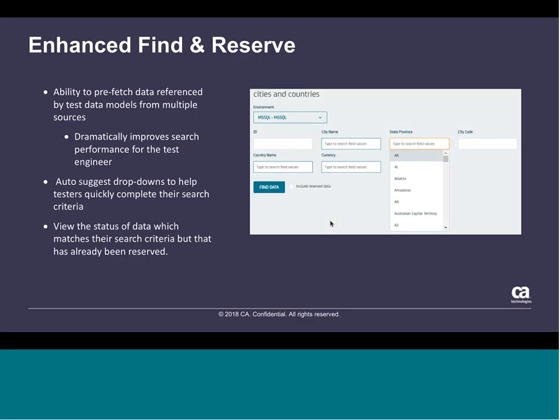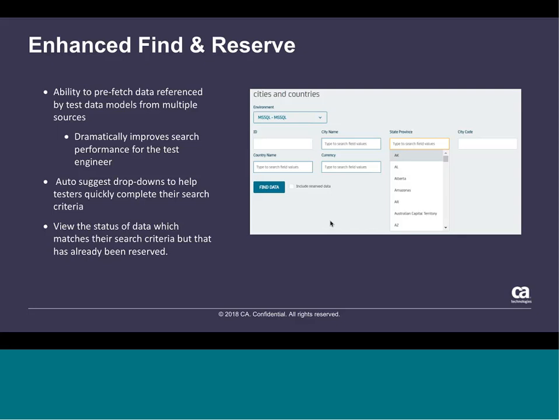So when you have to find data across multiple data sources, we have provided the ability to prefetch the data referenced by these tests, the data models from multiple sources, and store it locally in our find and reserve data store, from where the tester can actually find the data locally instead of going across multiple data sources themselves. So it dramatically improves the search performance and definitely improves the tester's efficiency.